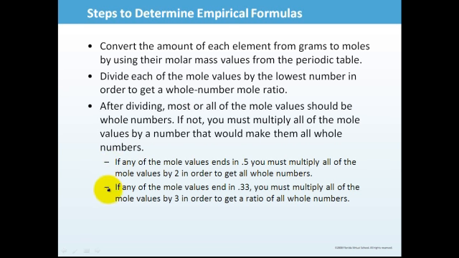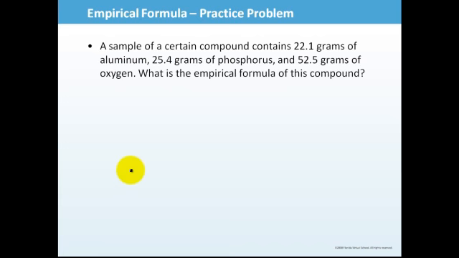The other scenario that you sometimes will get is 0.33. If you end up with something that has a 0.33 on it, then we multiply everything by 3, again, to make sure we have whole numbers. These two scenarios you don't typically come across, but you do want to be aware of them just in case you do. If you have a half, multiply everything by 2. If you end up with 0.33, multiply everything by 3. Most of the time, though, it will come out nice whole numbers for you.